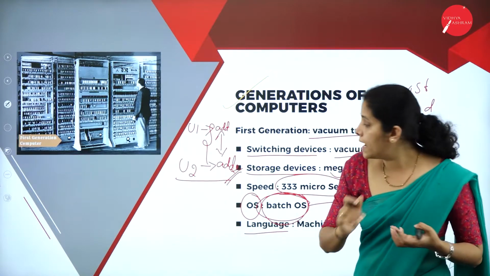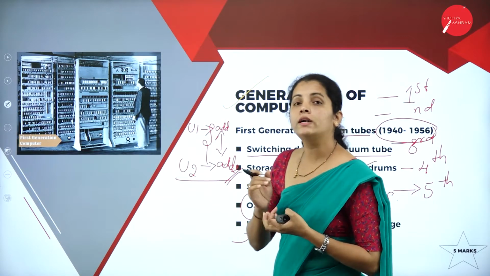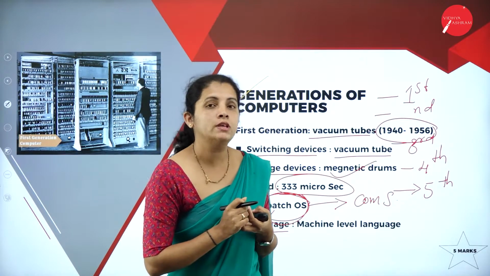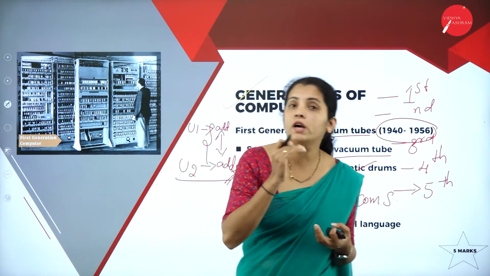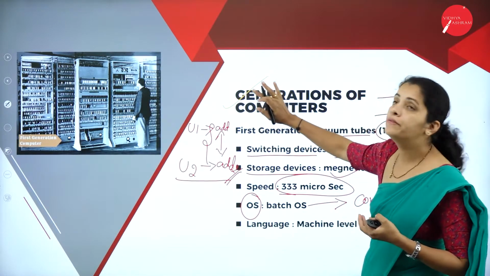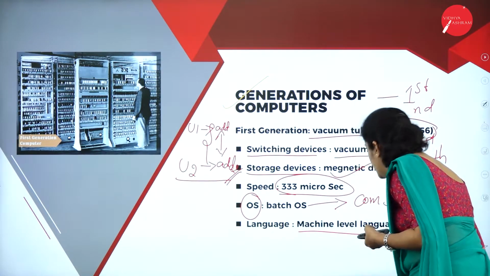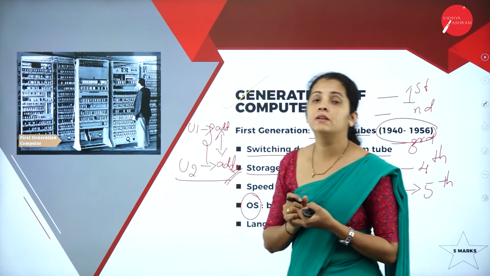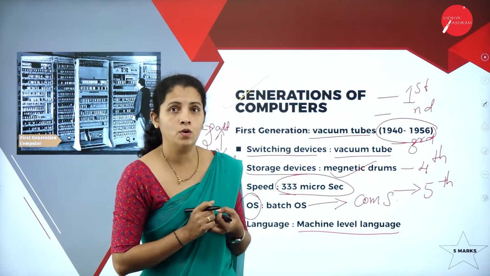And at that time, they had machine level programming language. So what is machine level programming language? That is nothing but the zeros as well as ones. Dear student, now tell me what kind of programming language they were using during the first generation of computer system. That is nothing but machine level programming language. When I say machine level programming language, that is nothing but the zeros and ones.